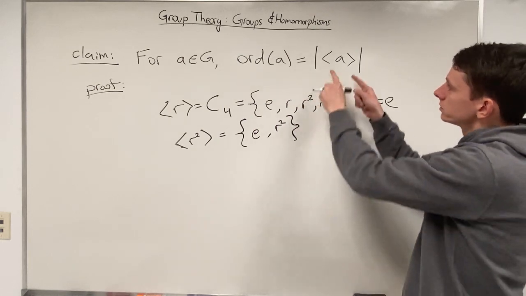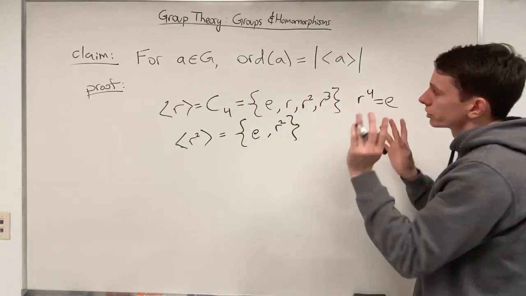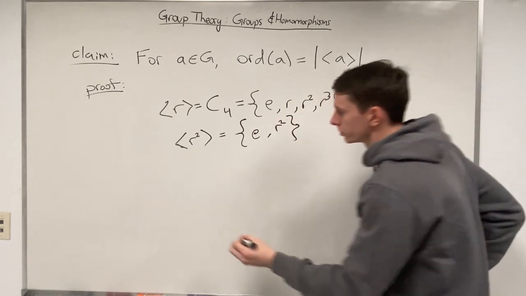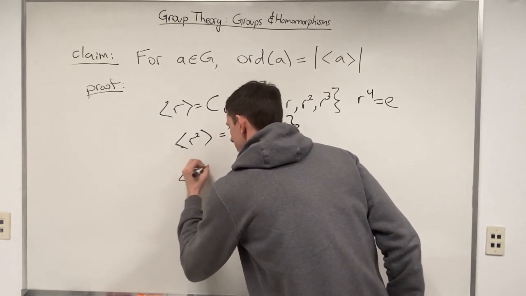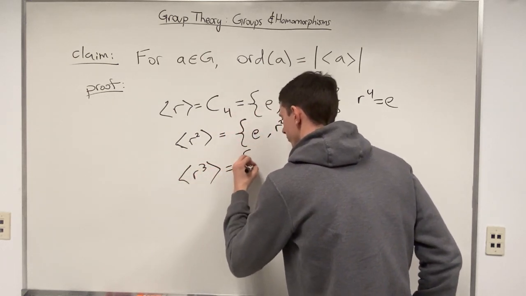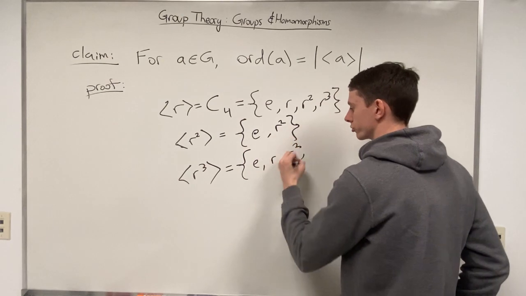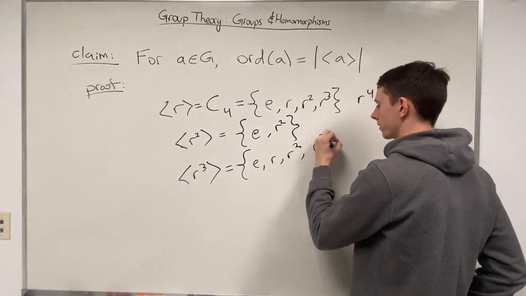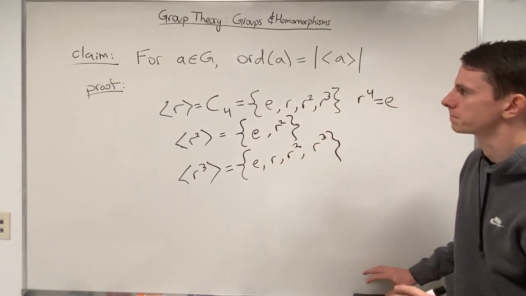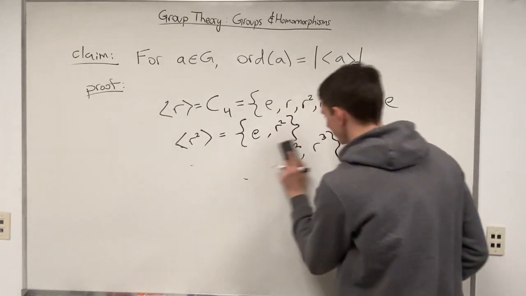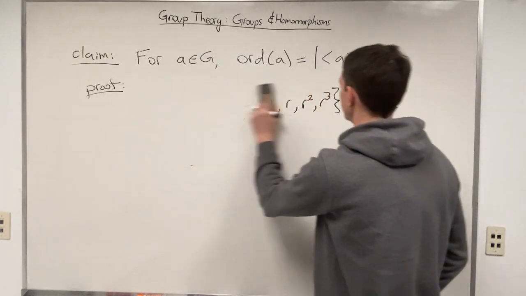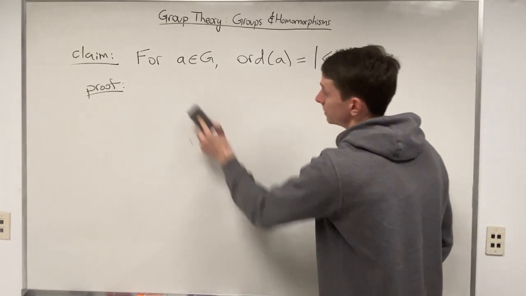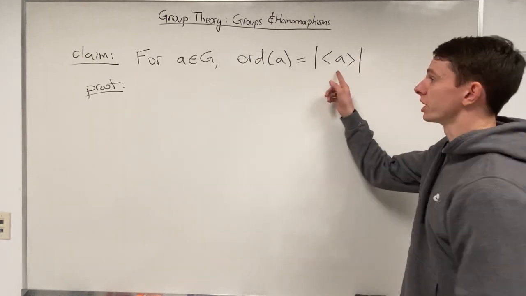So we can take the cyclic group of any element. We can also take the cyclic group of r cubed, and that would bring us back to just the original group, C4, like this. Okay. Point is, hopefully we get it. The point is that we can take the cyclic group generated by any element of the group.